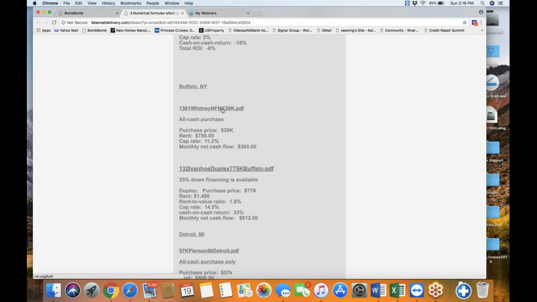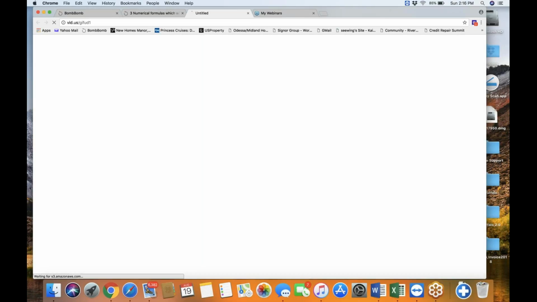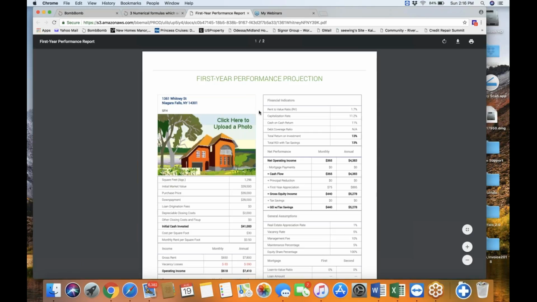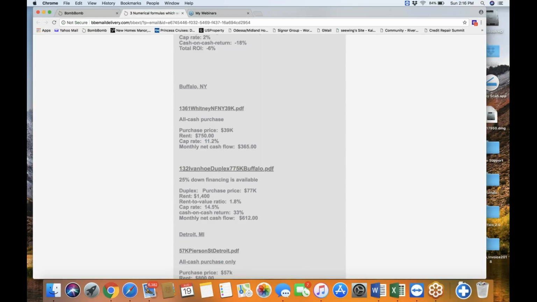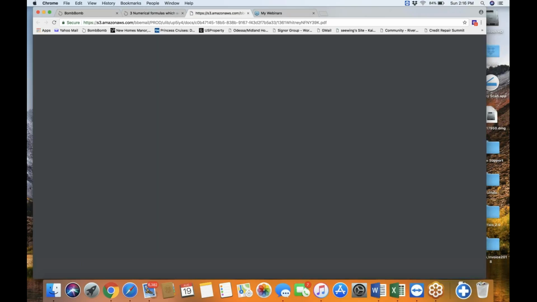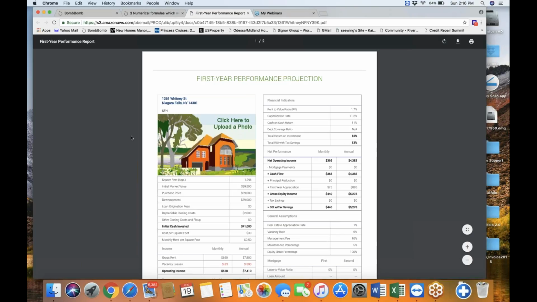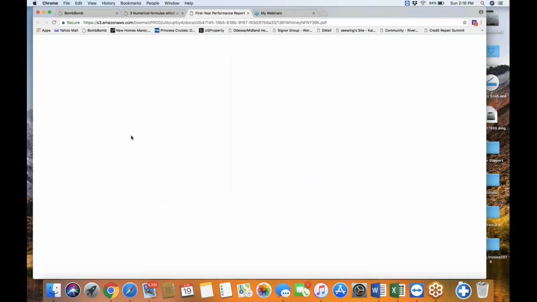Let's go through this all cash purchase of $39,000 in Buffalo, for example. Let's apply the three formulas. Okay, where's my formula? Okay, here it is. So $39,000 all cash.